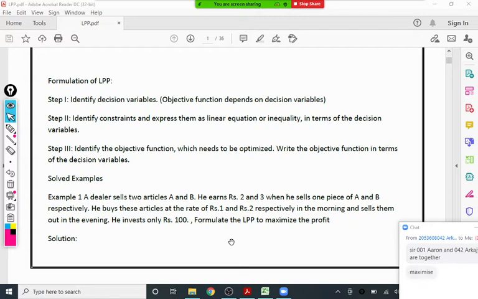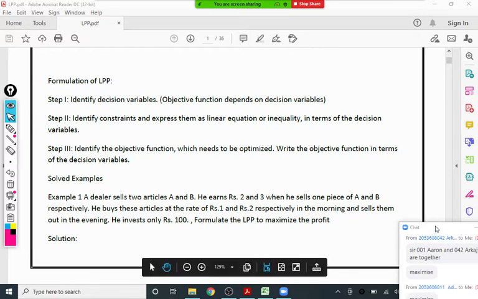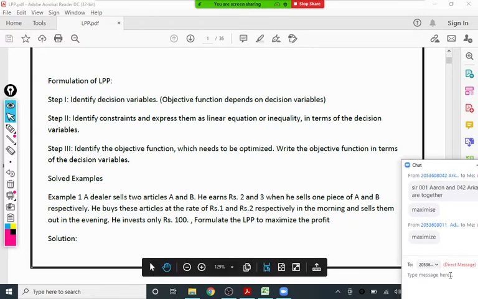Yes, maximize. Good. On the chat, I am receiving some answers. Okay, maximize. Very good. So generally, the last line of the problem is always important in formulation. That gives you: formulate the LPP to maximize a profit. So the first thing, yes, it is of maximize. Now profit we have to maximize.